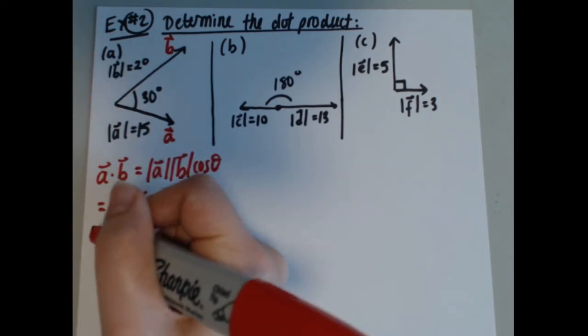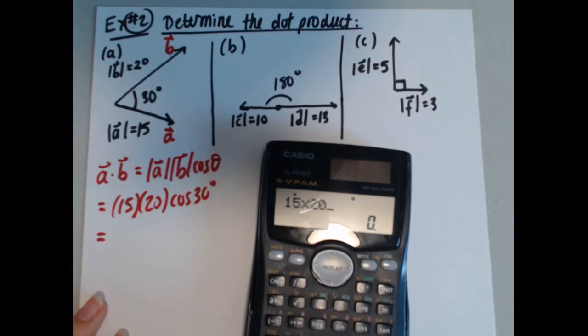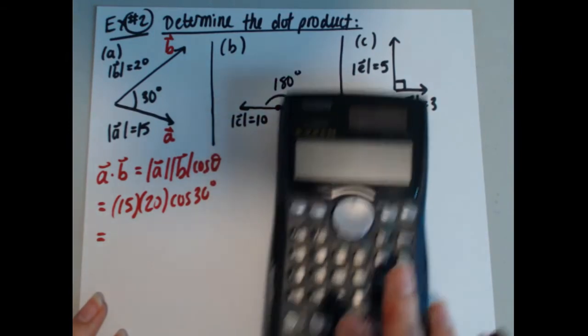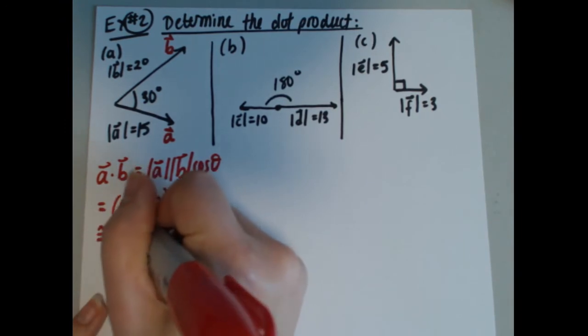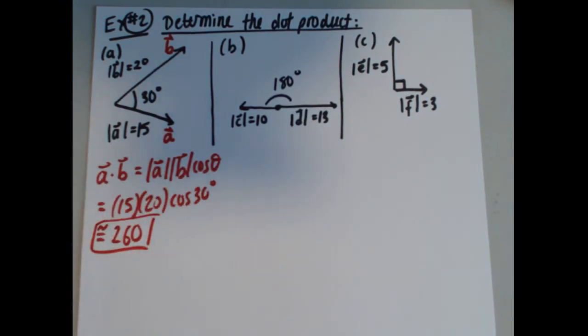So this is just a matter of punching in our values: 15 times 20 times cosine of 30. So about 259.8, or 260 if you want to call it that. So about 260. No units here, just the final number answer.